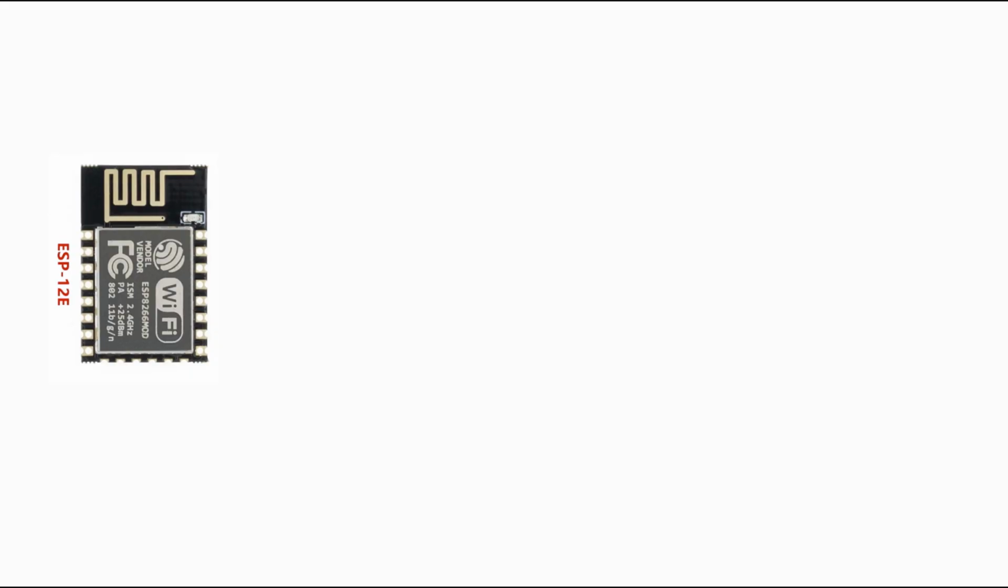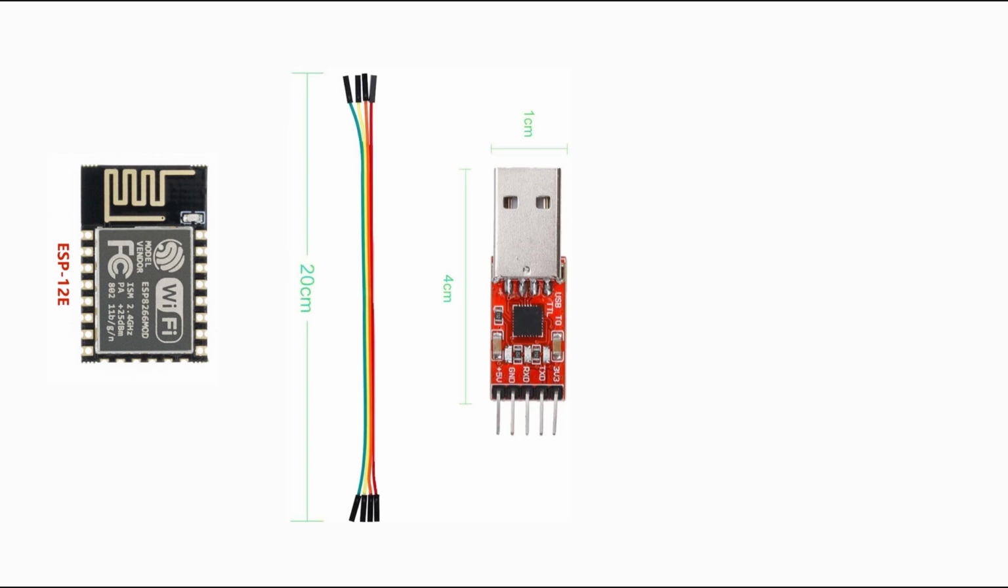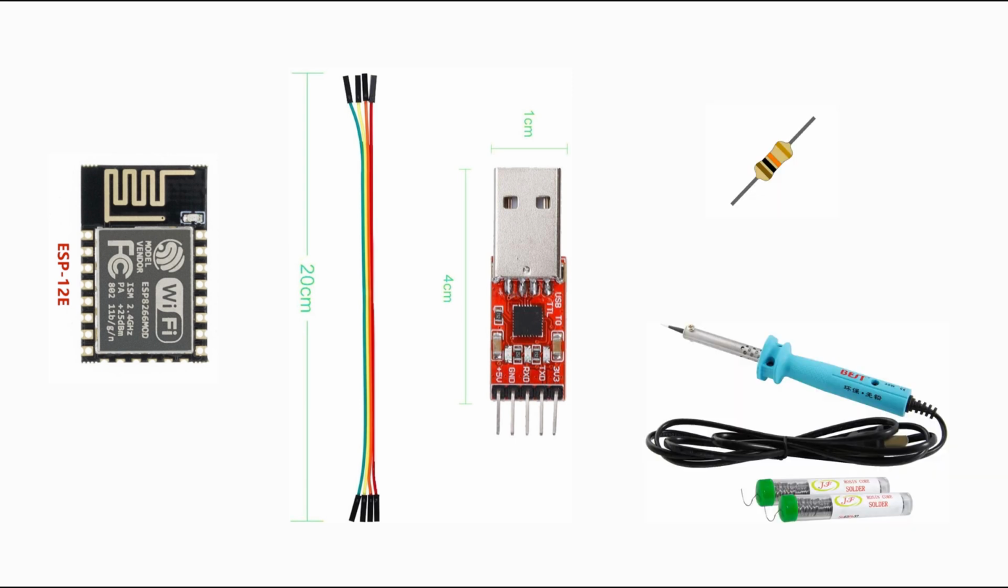What you need, besides of course an ESP8266, is an FTDI adapter that allows you to connect a TTL or serial interface device to USB. You will also need a 10K resistor, wires and a soldering iron.